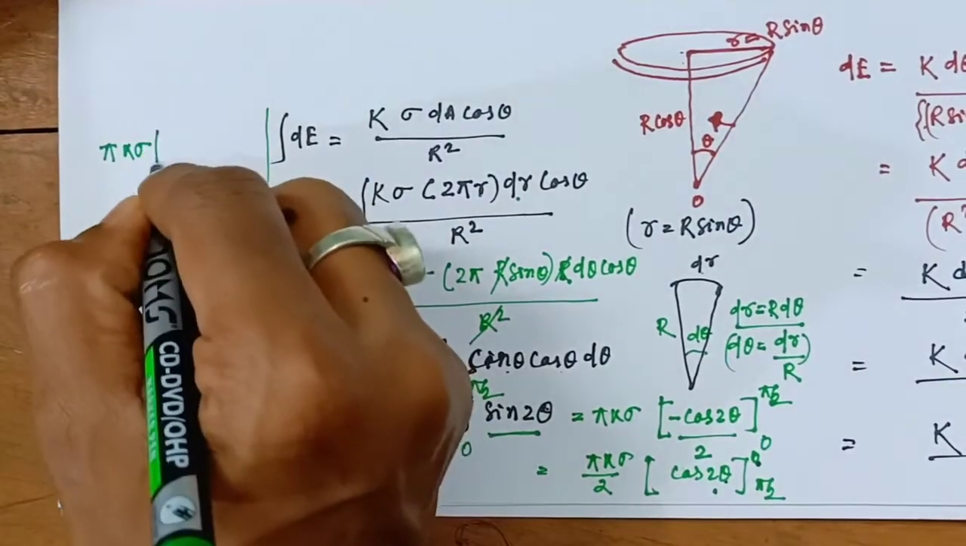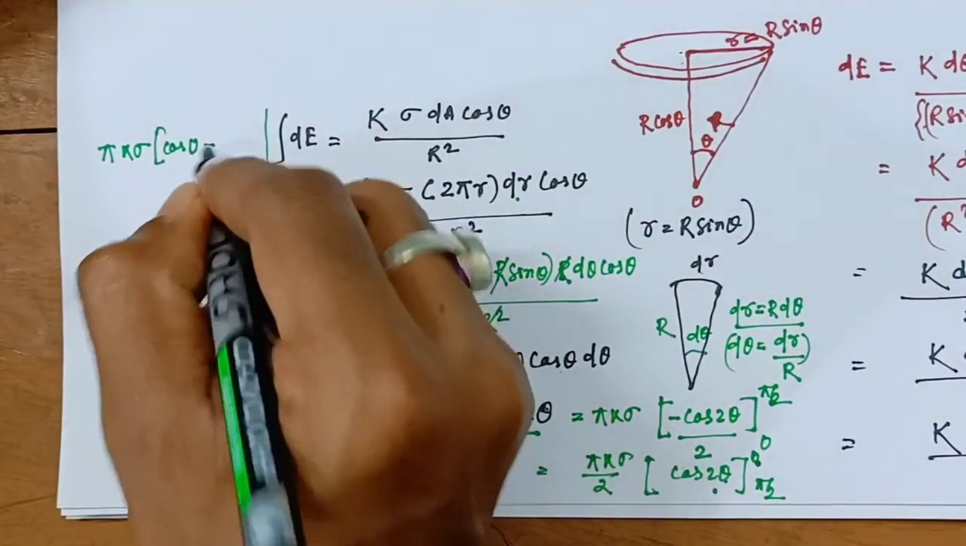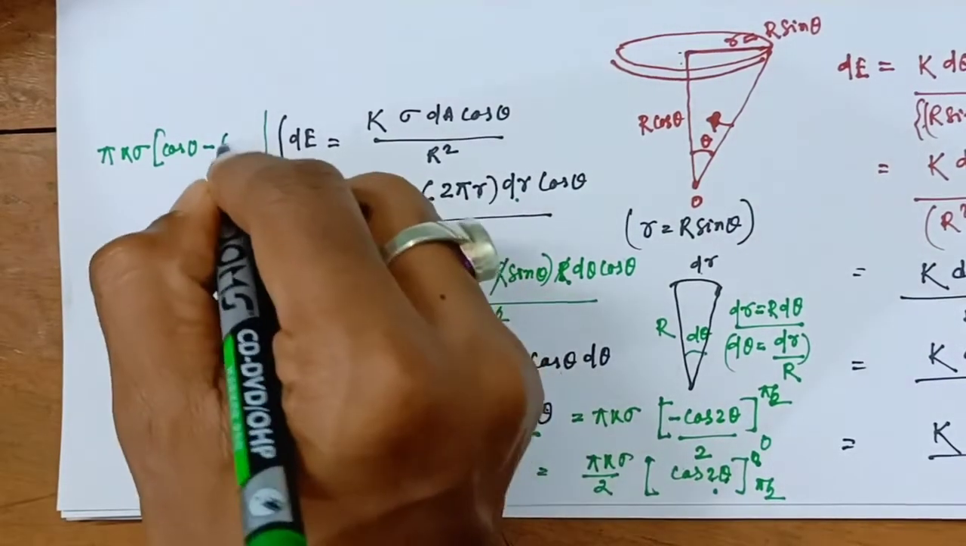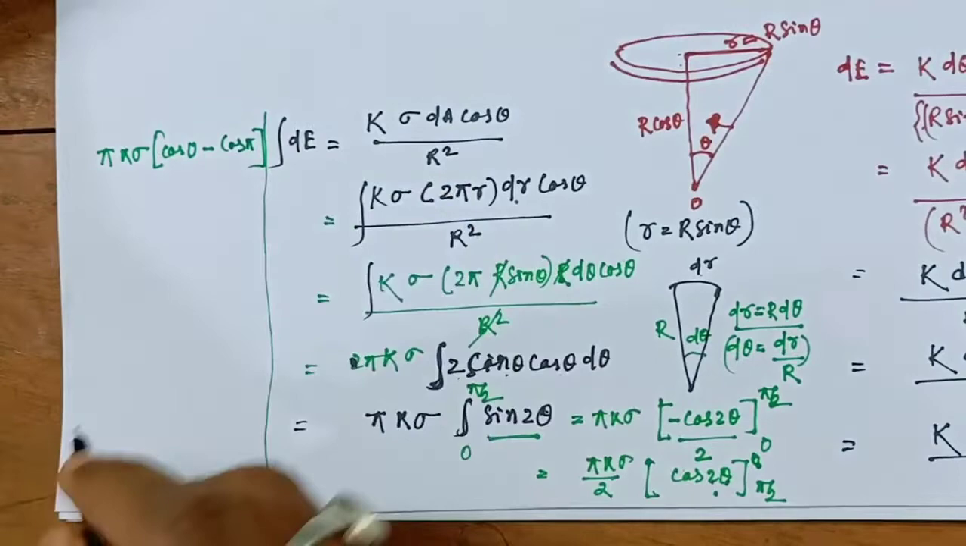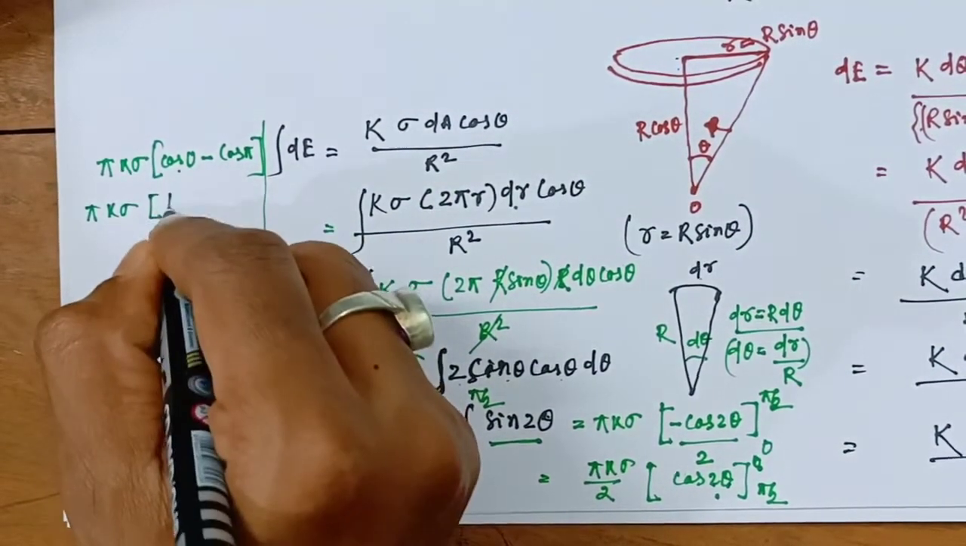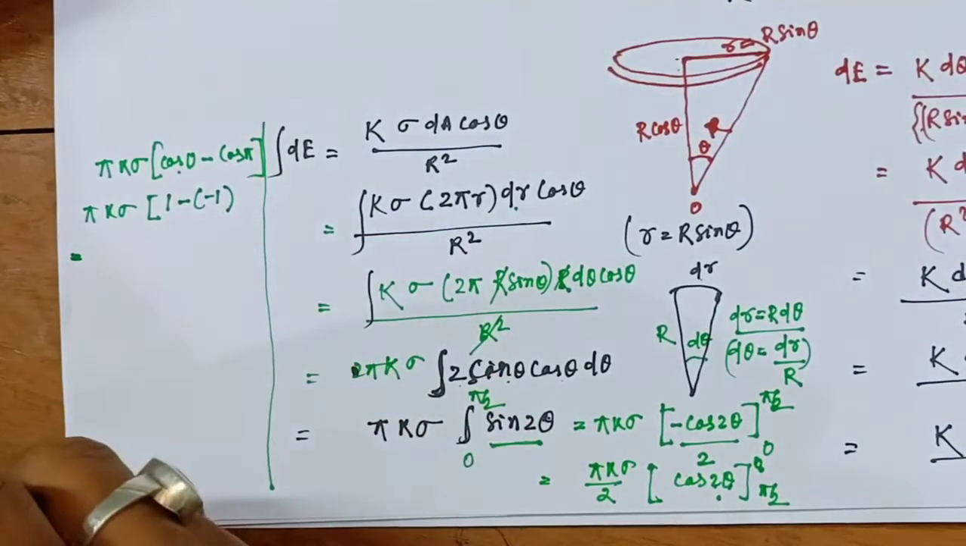So this is now cos 0 minus cos 2 theta. In place of theta I will substitute pi by 2, I will get cos pi. So pi k sigma, this cos 0 is 1 and cos pi is minus 1. So what is the expression I am getting?